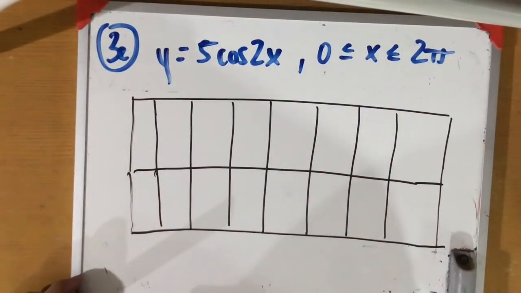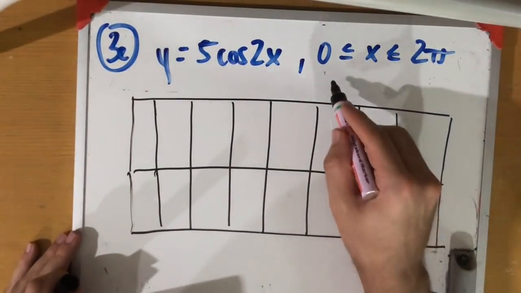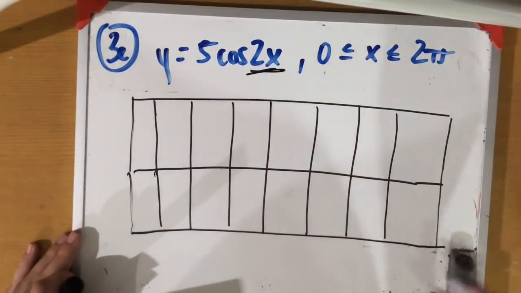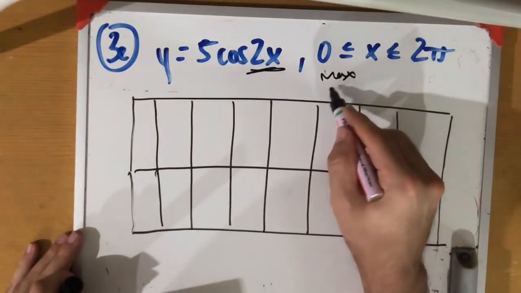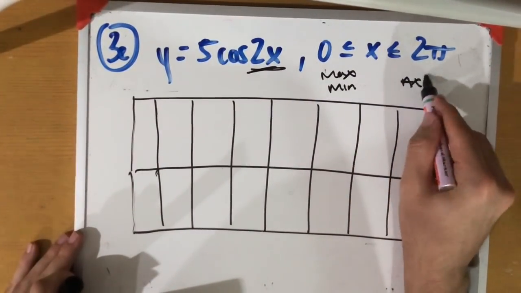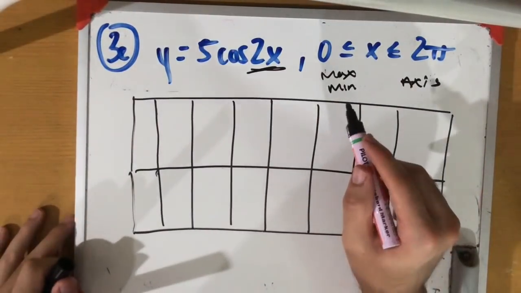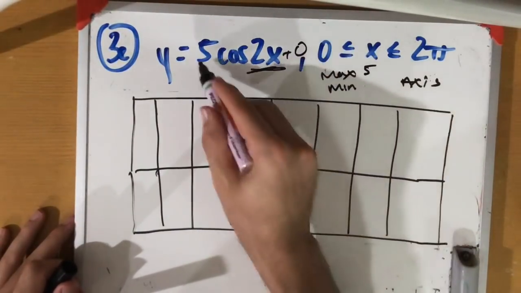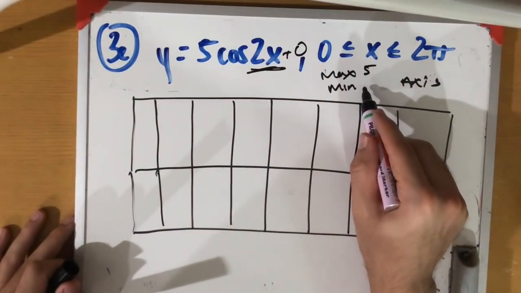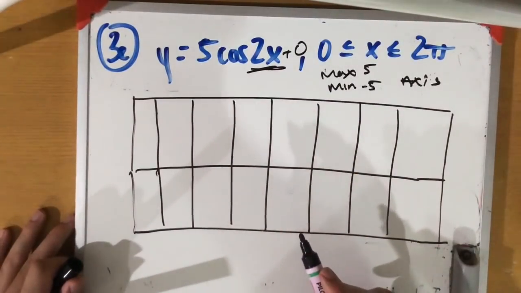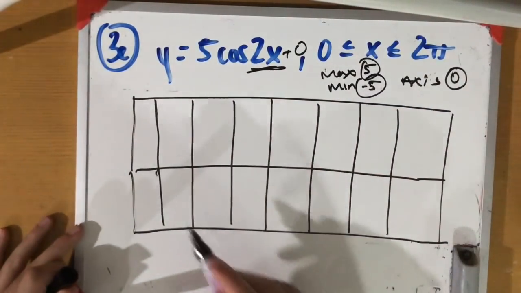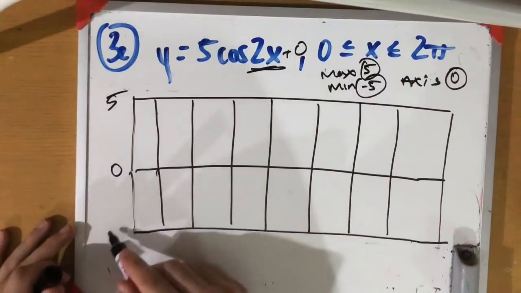All right, we've got 5 cosine 2x between radians 0 and 2 pi. We have to start figuring out. Again, just be careful of that. That means divide everything by 2. So we're going to go by steps of 45. Max, min, and then axis. Max is going to be 5. Again, there's nothing here. 0 plus 5 is 5. Minimum is going to be -5, and axis is going to be 0. All right? So 5, 0, -5.